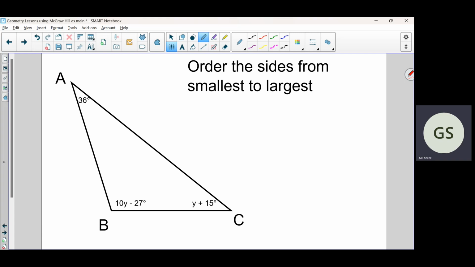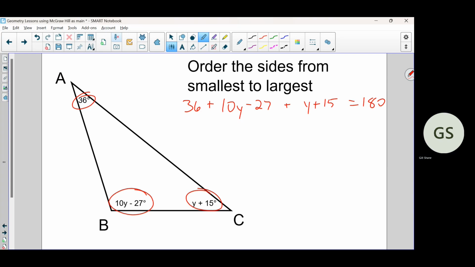10y minus 27 plus y plus 15 plus 36 equals 180. Perfect. So again, this is one of your most basic geometry principles. The measure of the internal angles of a triangle have to add up to 180. That's where the equation comes from. So 36 is one angle, plus 10y minus 27, that's the second angle. And then plus y plus 15, another angle, and then all of those added together have to equal 180 degrees. That's your equation. No, not at all. Order does not matter at all.